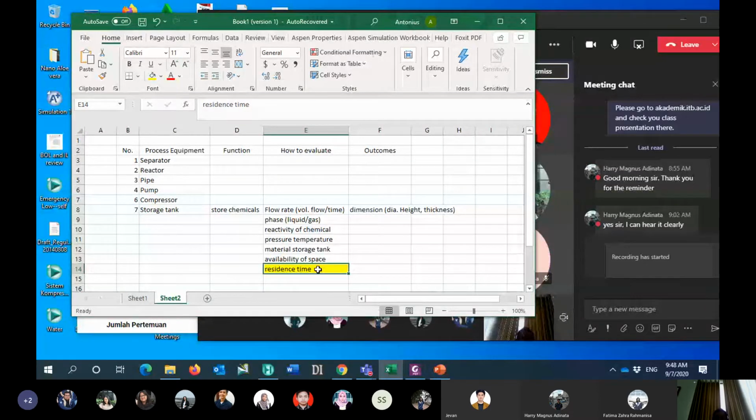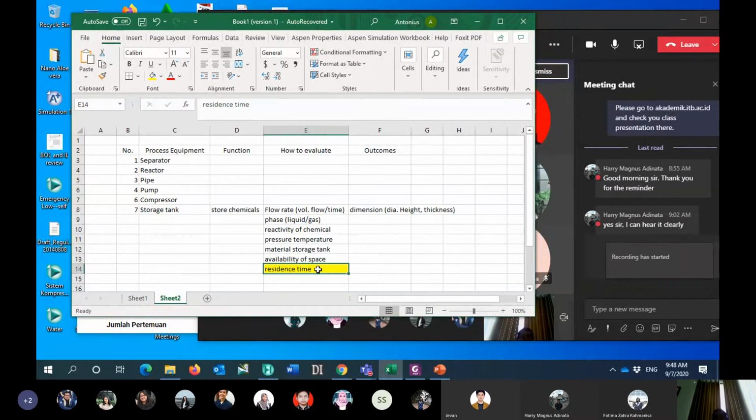For example, the ship will come one time every 24 hours. So that means that is your residence time here. Thus your storage can keep the product for 24 hours before it's delivered to the ship for transportation. So please remember, regarding the storage tank, the residence time will connect your flow rate and dimension.